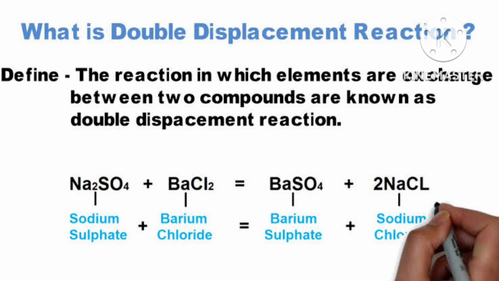Now the next type of redox reaction is the disproportionation reaction.